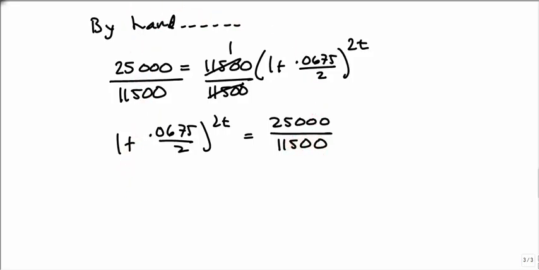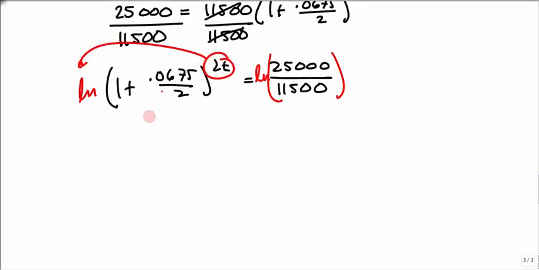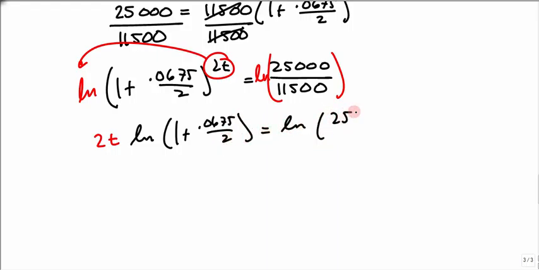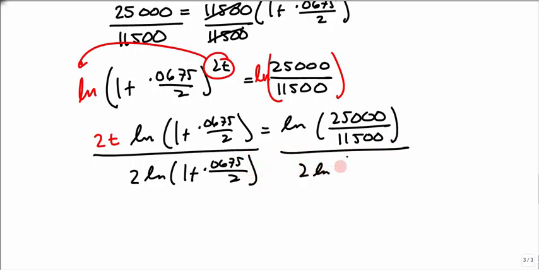You could either take the log or the natural log of both sides. Doesn't matter. Now the whole idea of taking the natural log of both sides is so I can pop that 2t out front. So I have 2t natural log of 1 plus 0.0675 over 2 equals the ln of 25,000 over 11,500. Now the whole idea is to solve for t. What's in the way of t being by itself is the 2 and then this big natural log argument. And of course whatever you do to one side you do to the other.